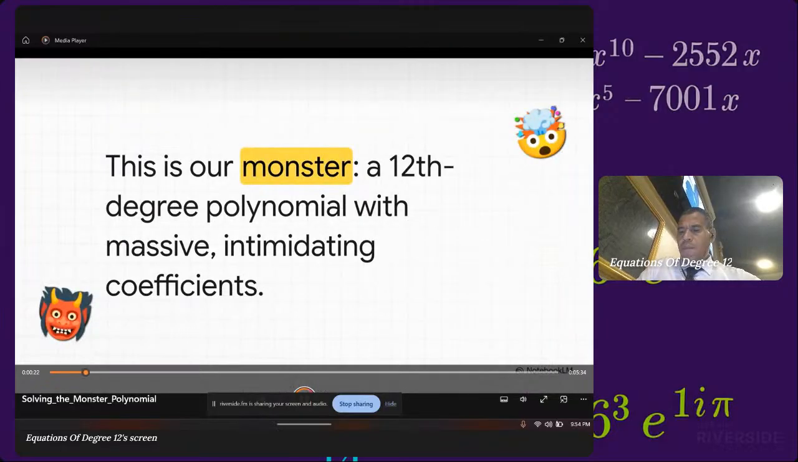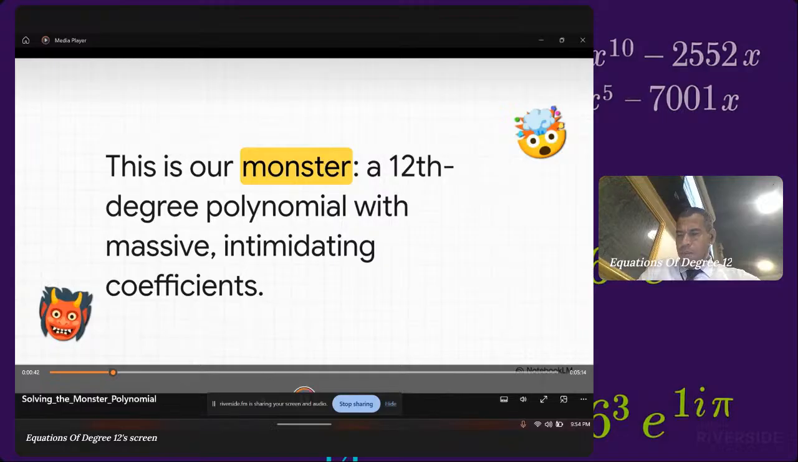Okay, so let's just dive right in. Meet our monster. Yep, this is it. It's a 12th degree polynomial. All that really means is that the highest power of x you see there is 12. And even this is just the beginning of it. Those dots mean it just keeps going. The coefficients are huge. It is, no joke, an intimidating beast of an equation.